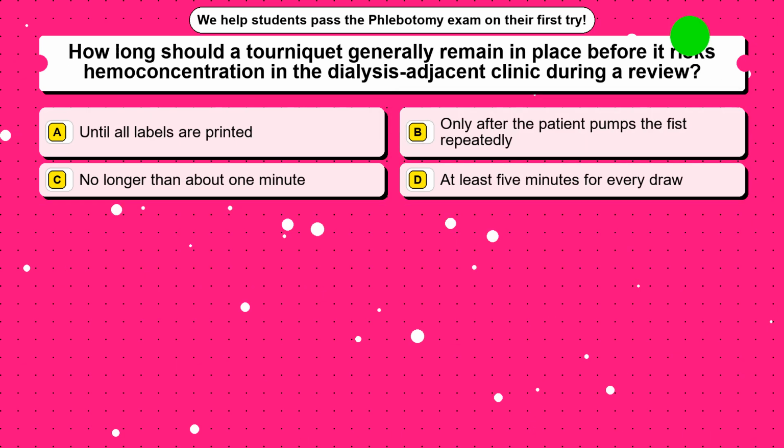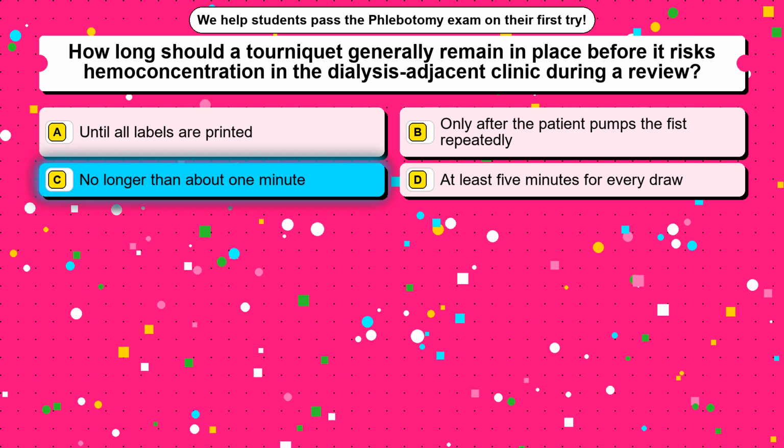Question 18. How long should a tourniquet generally remain in place before it risks hemoconcentration in the dialysis adjacent clinic during a review? Option A. Until all labels are printed. Option B. Only after the patient pumps the fist repeatedly. Option C. No longer than about 1 minute. Option D. At least 5 minutes for every draw.